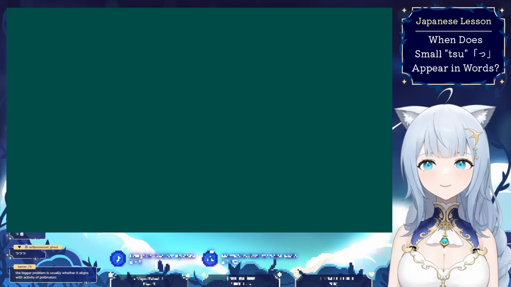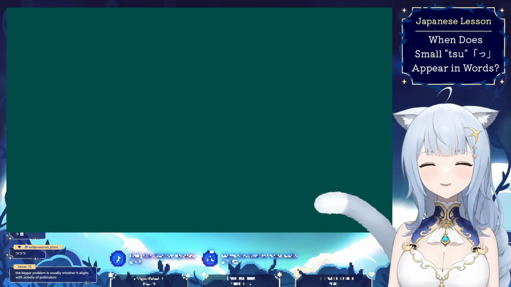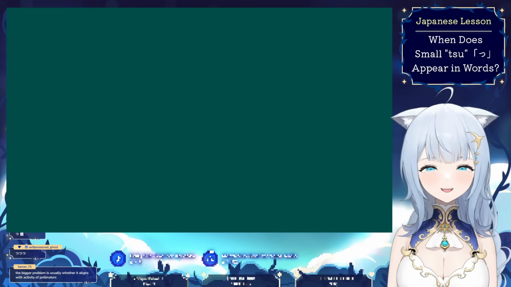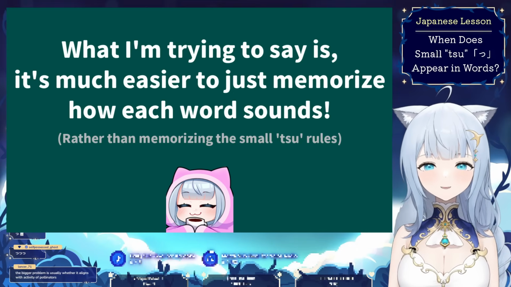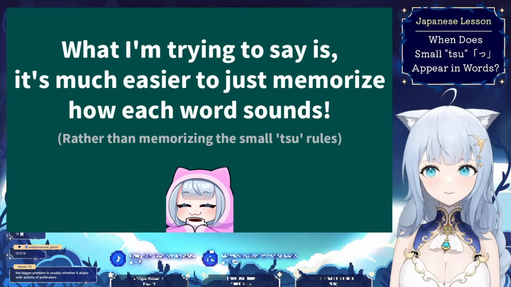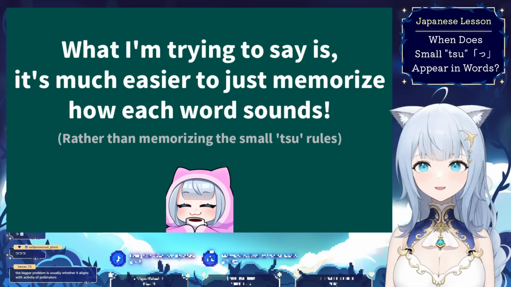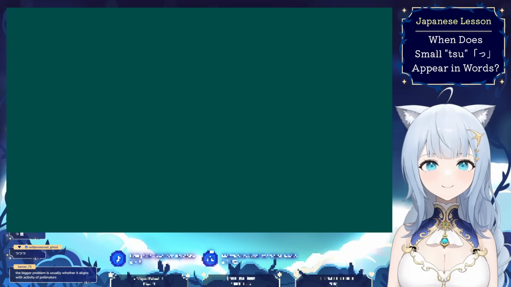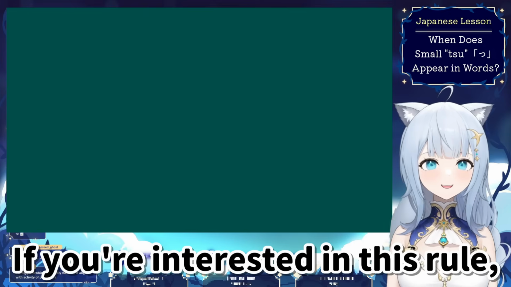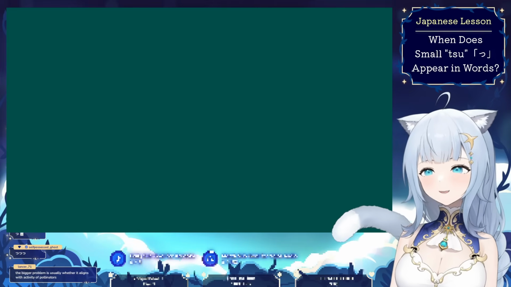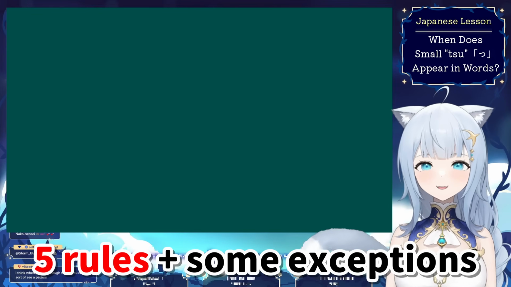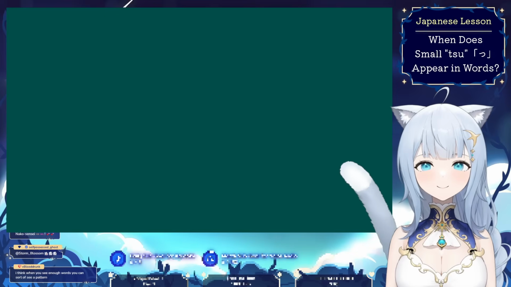Before the lesson, memorizing word pronunciation is much easier. I was looking up the rules for small tsu, and it's a bit complicated. So if I were a Japanese language learner, I would prefer memorizing vocabulary pronunciation because these rules are really complicated. But if you are learning Japanese now and you are curious about these rules, I will be happy if you could enjoy this lesson today. Today I have 5 rules and a little bit of exception. It depends on the pattern, small tsu or not.